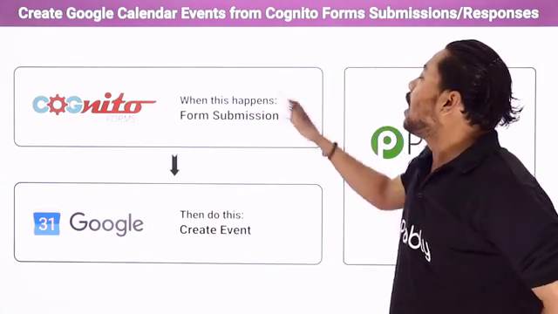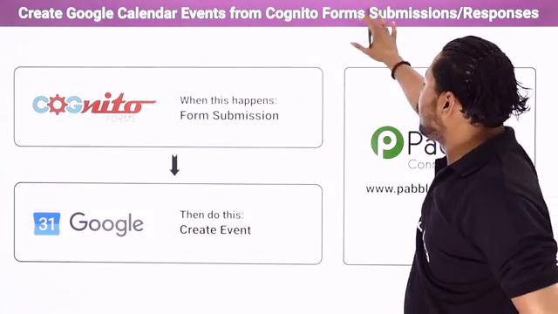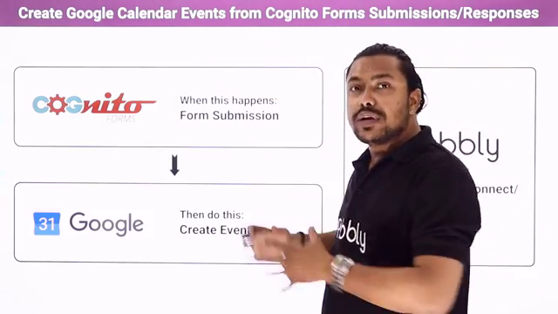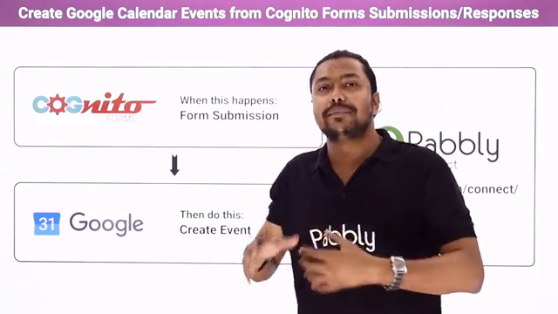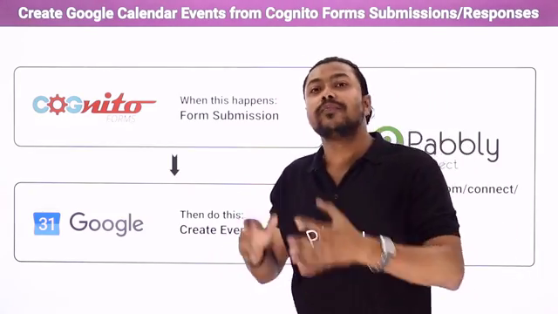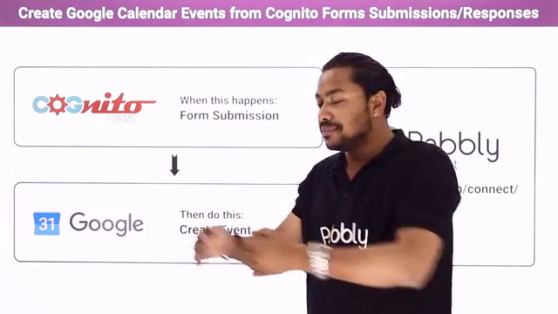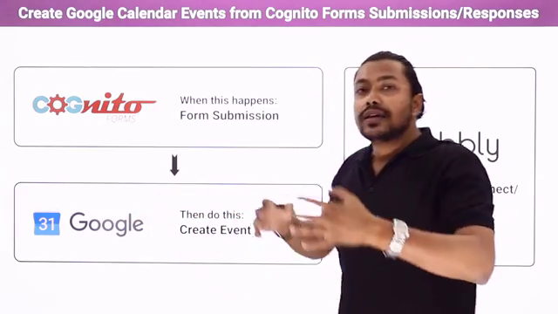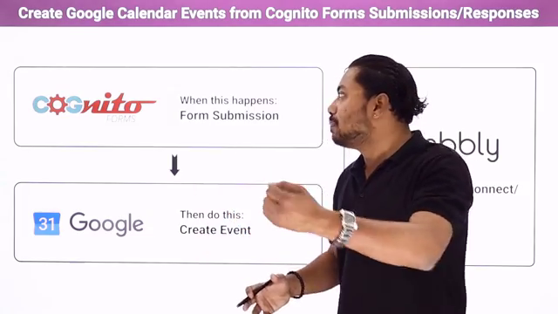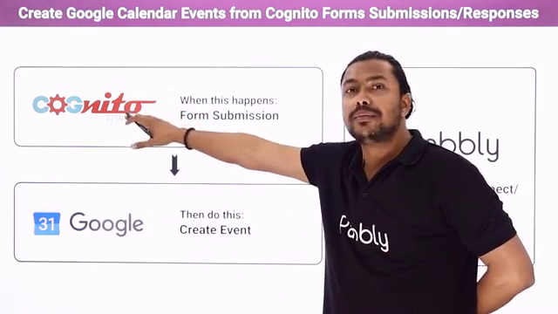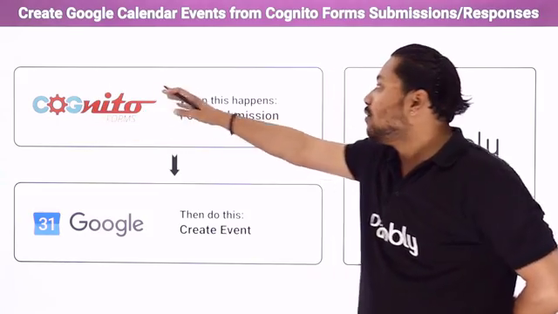So today I am going to tell you how you can create Google Calendar events from Cognito Forms submissions. Now you can use this workflow in various ways, but I am giving you an example of a doctor. Suppose you are a doctor and you are giving treatment to people. Now what will happen? If you have an appointment form, what will people do? People will go and fill the Cognito form, and what will happen?